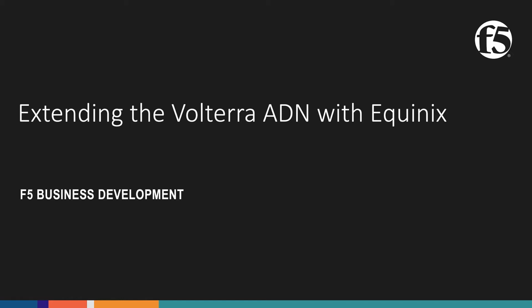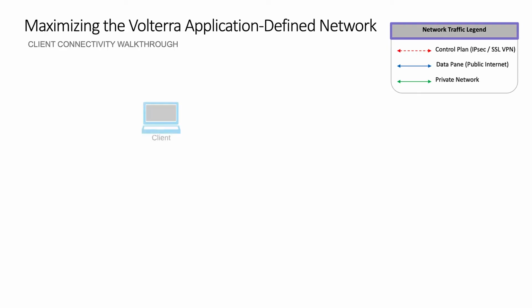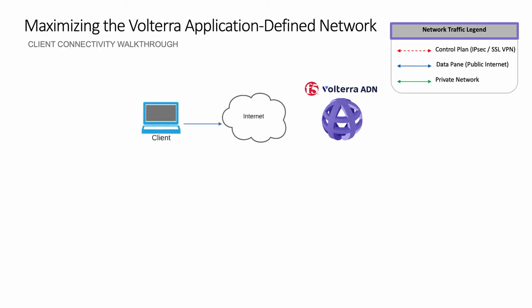The following solution walkthrough illustrates how organizations may utilize Equinix Metal and the Equinix Fabric to integrate with and extend the Volterra ADN without having to increase their on-premises footprint. To start with, let's take a look at how a client's connection to a published application flows through this solution.